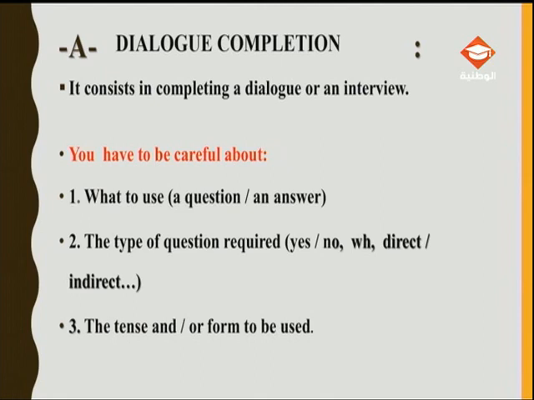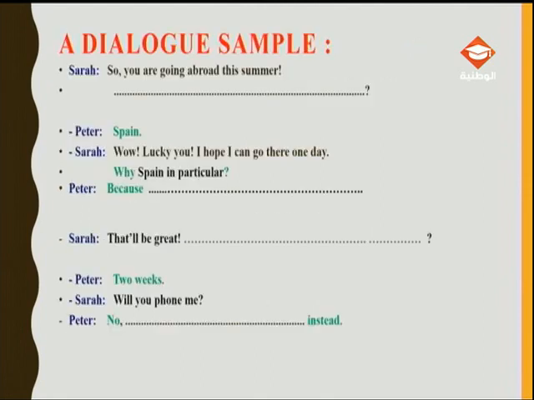Let's try it. Here we have a dialogue sample. It's a dialogue between Sarah and Peter. The words written in green, these are the hints that are going to lead you to the right answer. The dialogue starts with Sarah. She says, "So, you are going abroad this summer?" Then we have a blank and question mark. What about Peter? Peter says, "Spain."